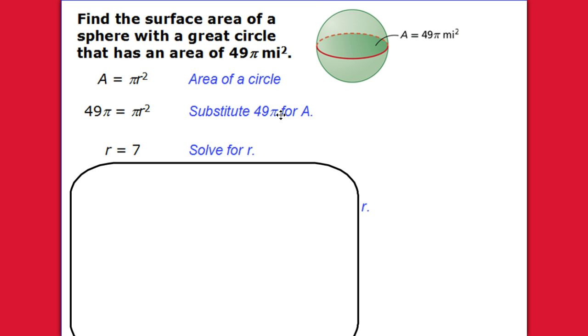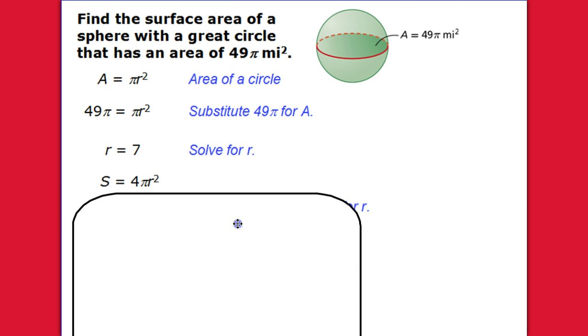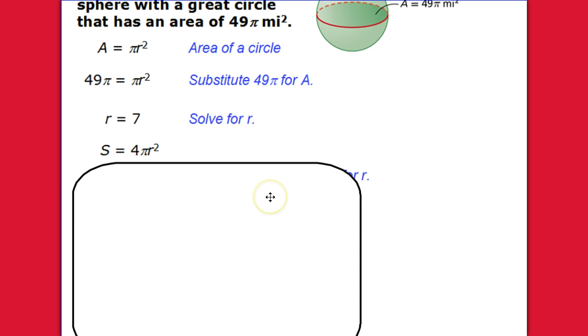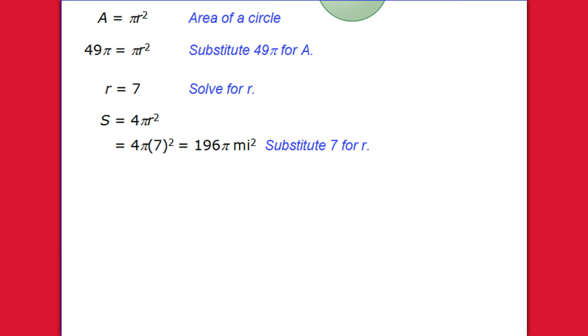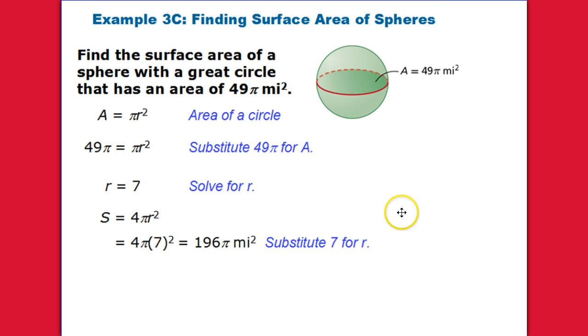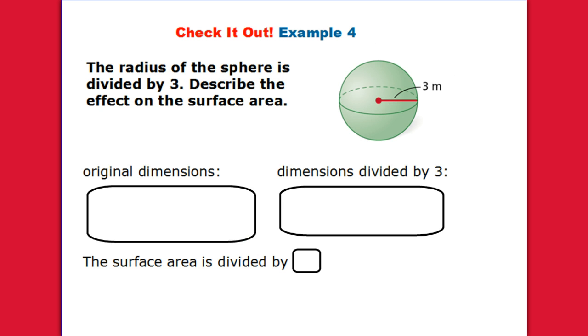And now we're asked to find the surface area of this big sphere. And the surface area of a sphere equals how many circles? 4. 4 pi r squared. And we can go back and use our known radius. And we have 196 pi miles squared. Big surface area.